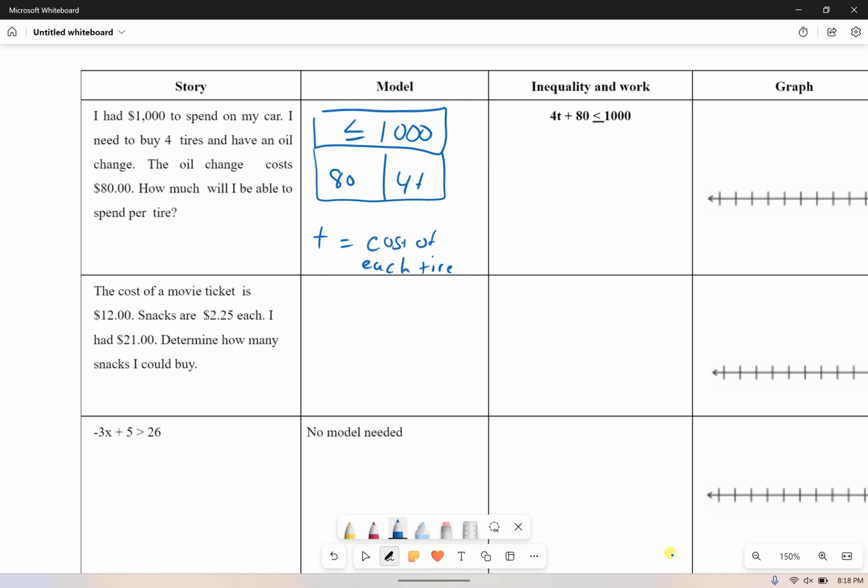My pen does this funny thing where it stops working for a second. Let's see.